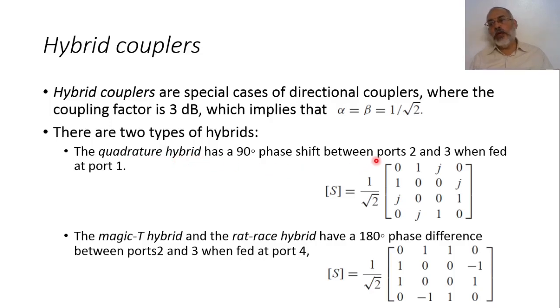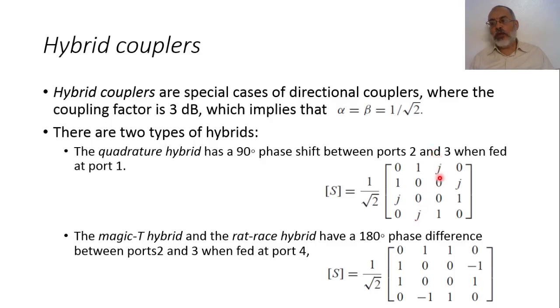In this case, if the input power is going from port 1, it is divided between port 2 and port 3 with equal magnitude, but with a phase shift of 90 degrees. So the phase at port 2 would be 0, and the phase at port 3 would be 90 degrees. If the power is going from port 2, it would be divided between port 1 and port 4, such that port 1 will be at phase 0 and port 4 will be at phase 90 degrees.